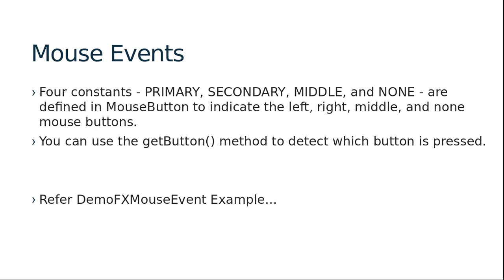So these are the mouse events. Now your mouse event class has a few constants already defined in it. Primary, secondary, middle, none are the constants: primary is the left click, secondary is the right click, middle is the middle click, and none means no buttons are clicked. So you can use the get button method to compare with primary, secondary, middle or so, to check which button has been clicked. Let's have a look at an example for mouse event so you will understand this more.